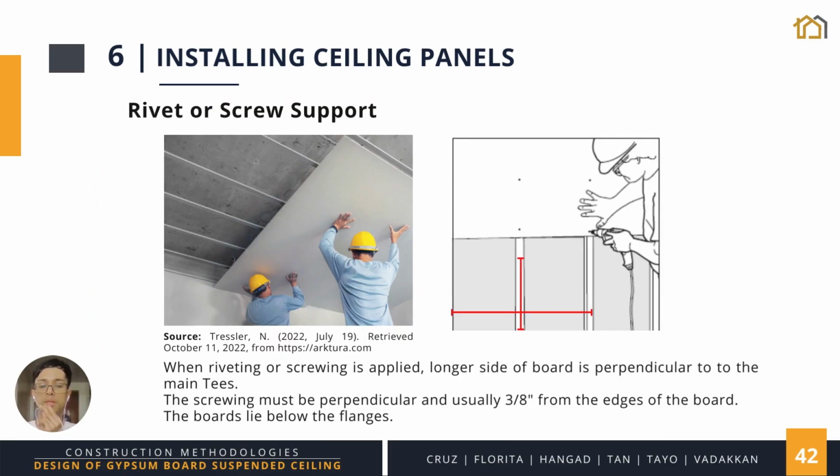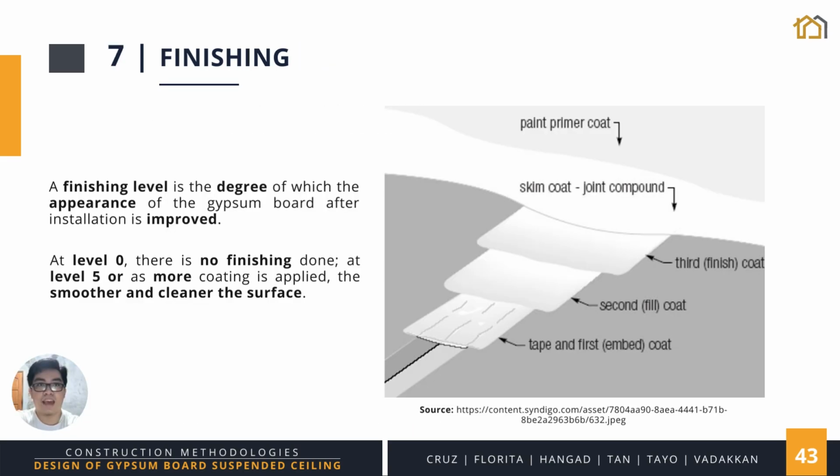When rivets or screws are applied, the longer dimension of the board is perpendicular to the main T's. Screwing must be 3/8 of an inch away from the edges of the board. The boards may be fixed below the flanges of T-beams. After installation, we go to the final step, which is finishing.